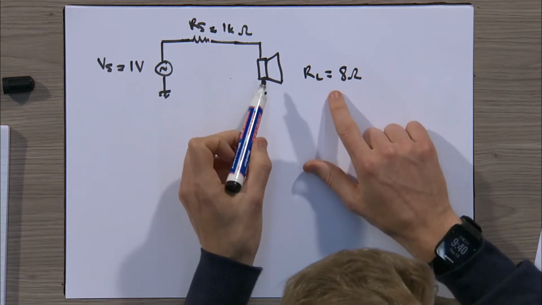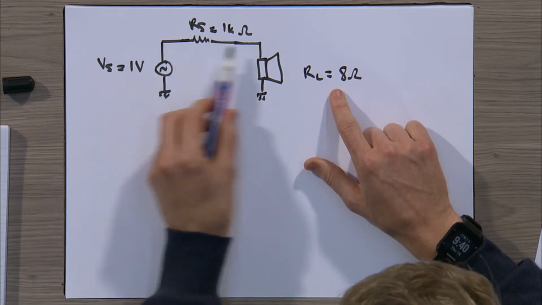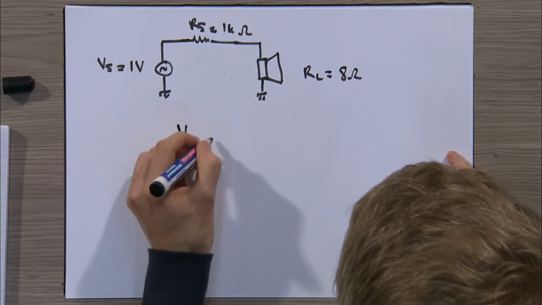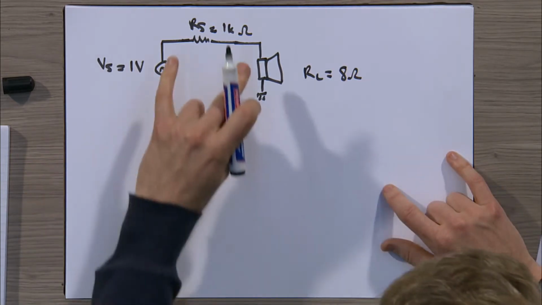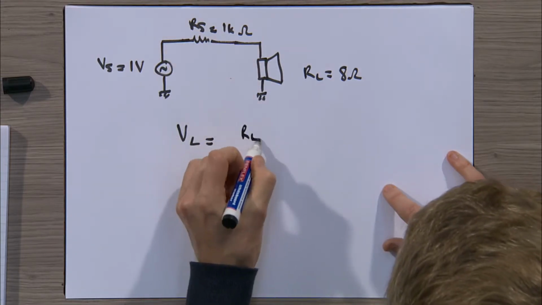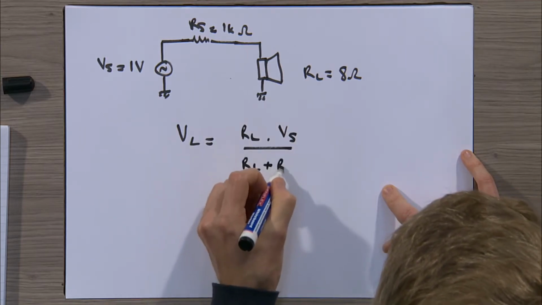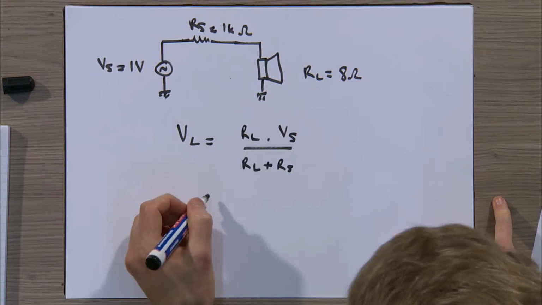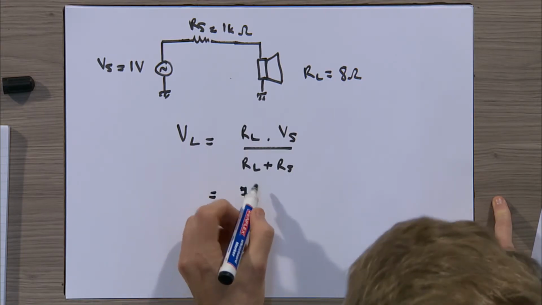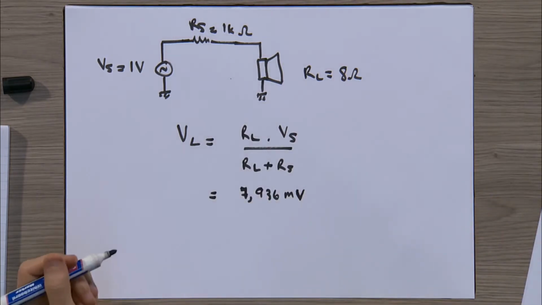So this speaker will only receive a partial amount of the voltage of the microphone. We calculated that using voltage division between that resistance and that resistance. So that is RL multiplied by Vs divided by RL plus Rs. And we calculated the value as 7.936 millivolts, which you'll agree with me is a very small value.